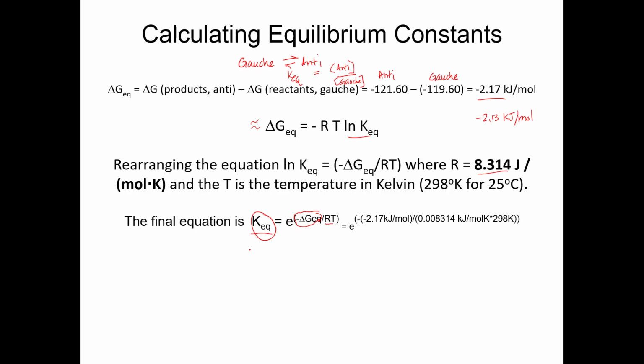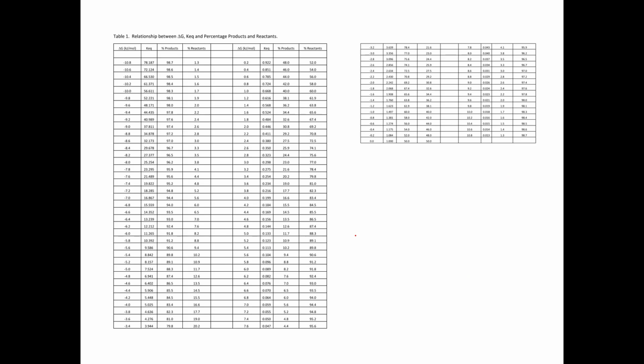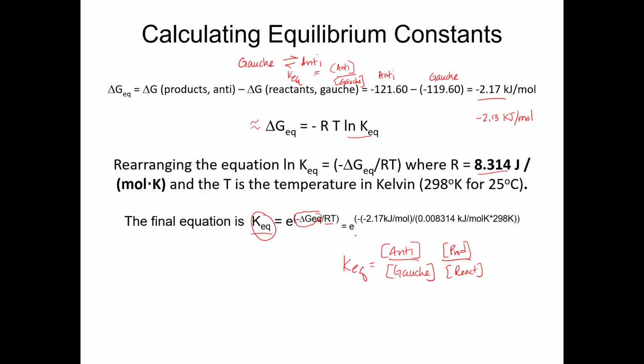And once I have the KEQ calculated, again, that would be the concentration of the anti over the concentration of the gauche, concentration of products over the concentration of reactants, right? That's our equilibrium constant. So basically, once I know what that KEQ value is, I can do some more mathematics, which maybe I do on the next slide. Nope, I don't. I'm going to cut right to the chase.